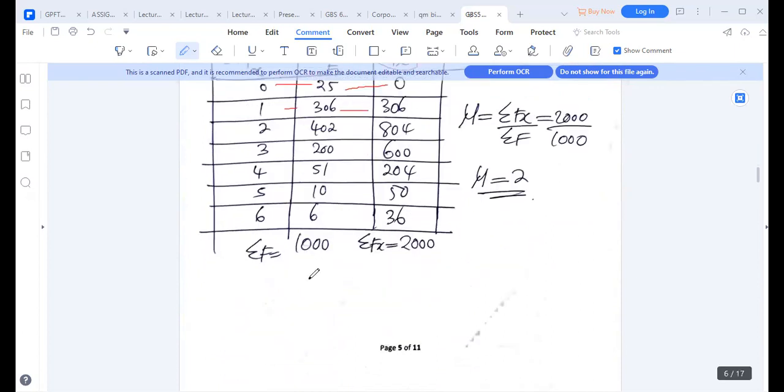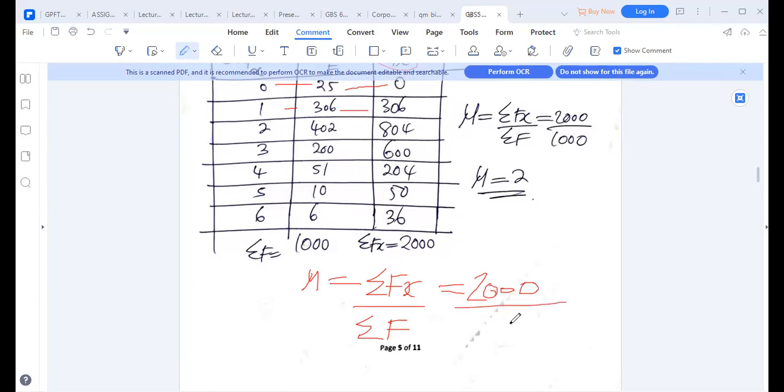So the arithmetic mean is equal to the summation of f of X divided by the sum of f. On this one, we are getting 2000, then we divide this by the sum of f, which is 1000. So our arithmetic mean is 2. So our mu in this case is equal to 2.